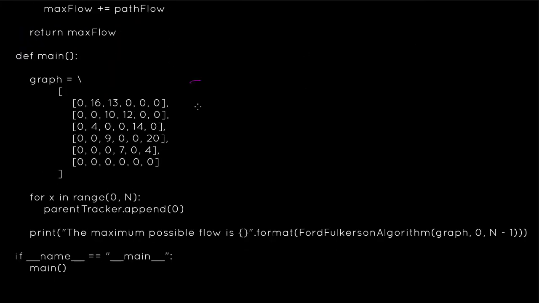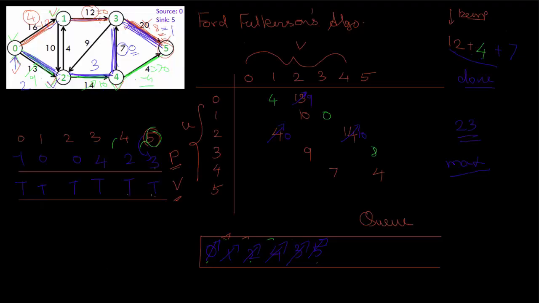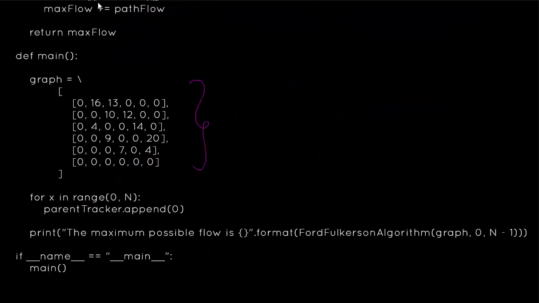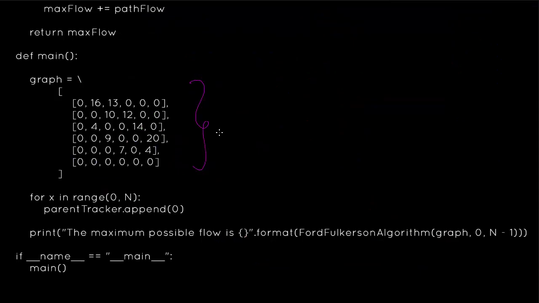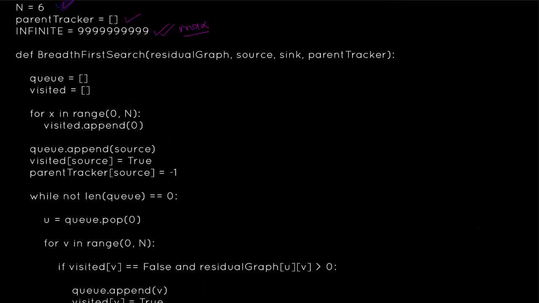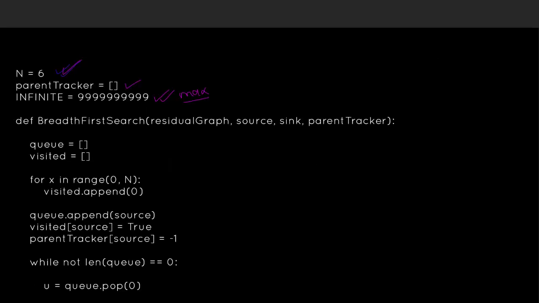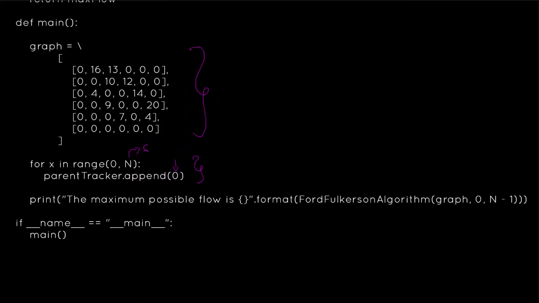So this is the graph. Now this is the same graph which I have over here. So nothing different. It's the same graph. It's the same adjacency matrix which we created over here. Now this is a line which I did to append about 6 elements to the parent tracker. All of them are 0, so you don't have to worry about that. So parent tracker would append 0.